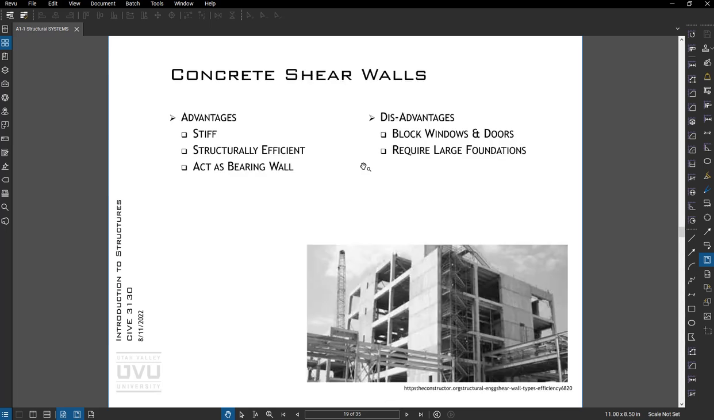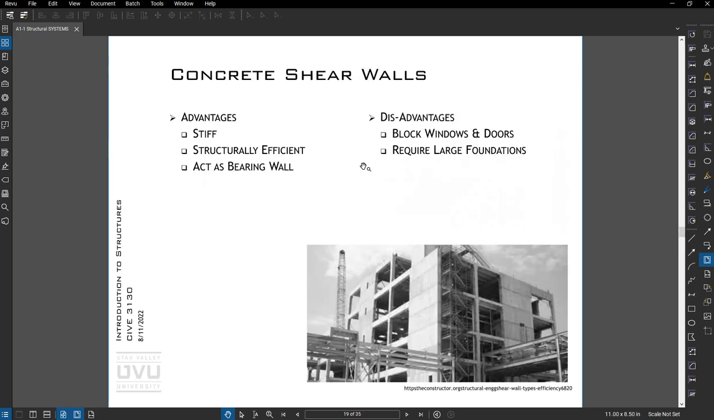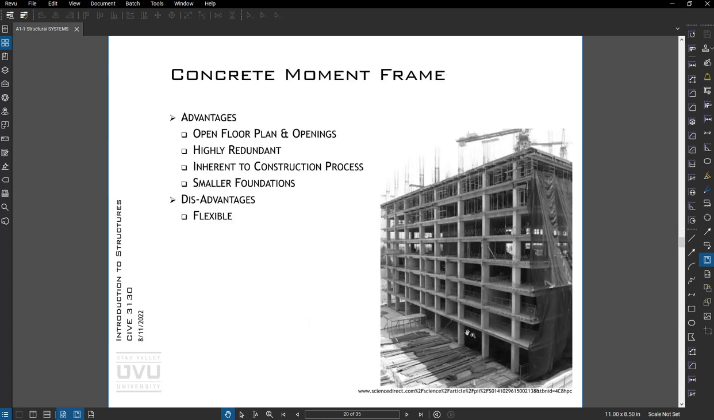So you can go through these slides and read them, maybe look online at some other options, and then in class we'll chat more about them. The two main lateral systems are shear walls out of concrete, where it's basically just a bearing wall that also carries lateral load, and then moment frames, where the beams and columns are rigidly connected to gain their lateral strength.